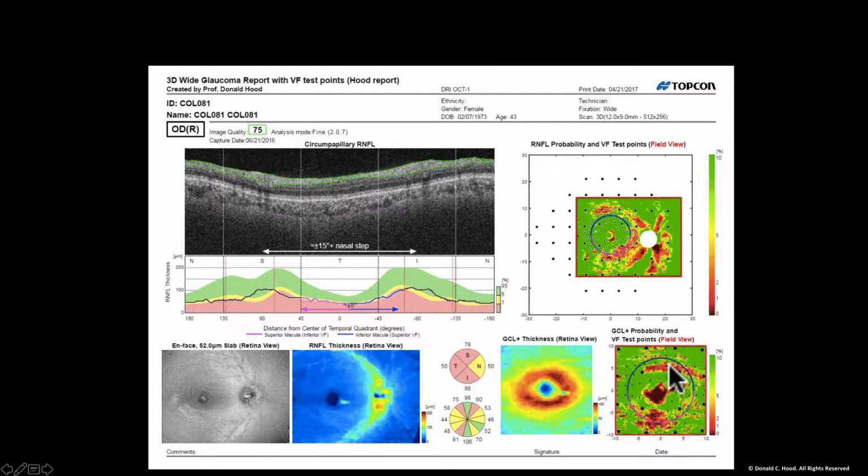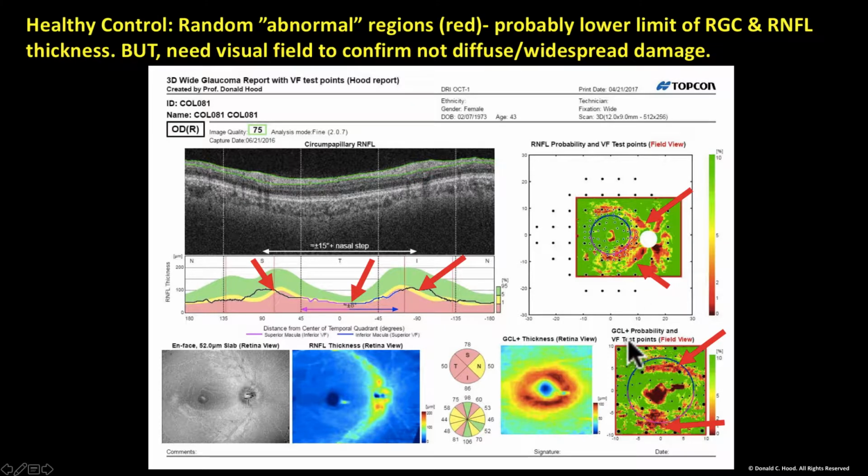Here's another one. This is probably the hardest to identify. Notice this is a healthy control. Notice it's down everywhere, more or less uniformly. This eye just happens to be at the lower limit of normal. And it produces these defects that look like scattered arcuates and other kinds of artifacts. So, random abnormal regions probably due to lower limit of retinal ganglion cell and retinal nerve fiber layer. But in a patient like this, you really have to confirm that with a visual field. So these patients are tough to dismiss strictly based on OCT.